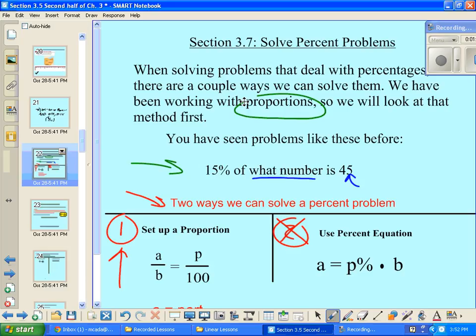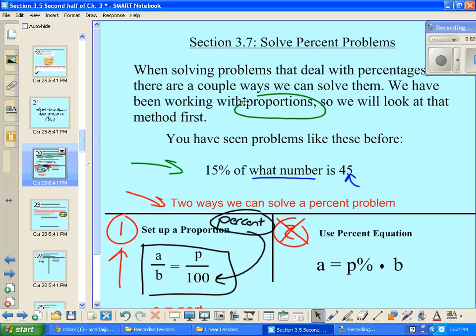Setting up a proportion, remember what that looks like. It's 2 ratios that are equal to each other. If I'm dealing with a percent problem, first of all, remember that the word percent actually means out of 100. And in my problem here, if I'm solving a percent problem using a proportion, notice that the number 100 is actually in one of my fractions. It's always going to be in the denominator of one of the ratios.